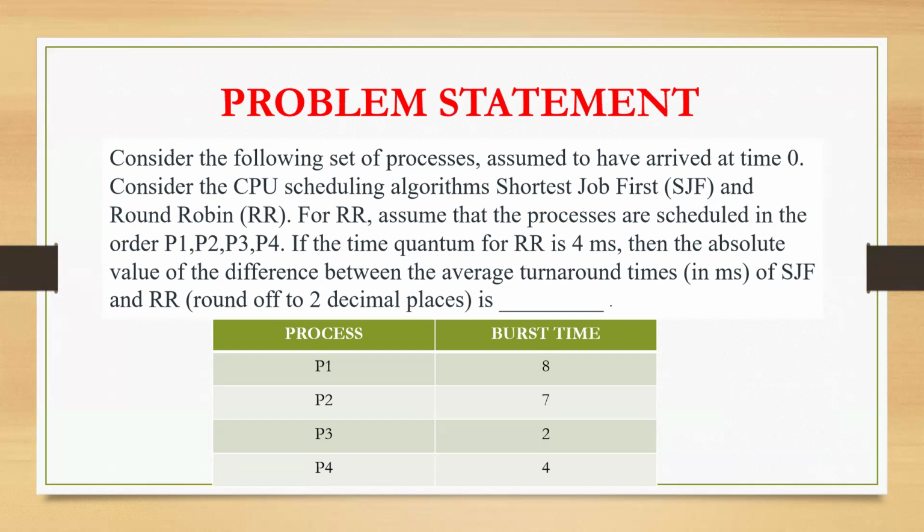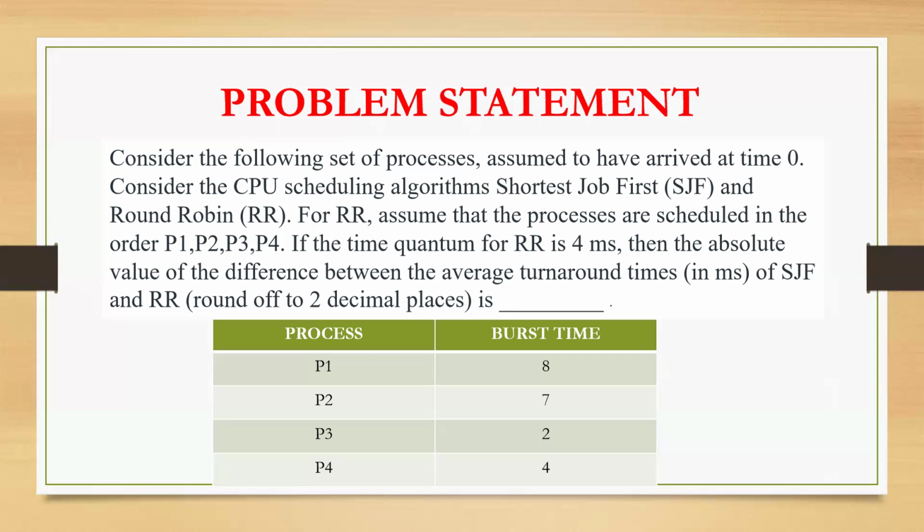So we have to find the difference between the two algorithms. How many processes are given? Totally four processes: P1, P2, P3 and P4. The P1 burst time is 8, P2 burst time is 7, P3 burst time is 2, and P4 burst time is 4. How many algorithms are given? Two algorithms. One is shortest job first, and another one is round robin. We will see them one by one.